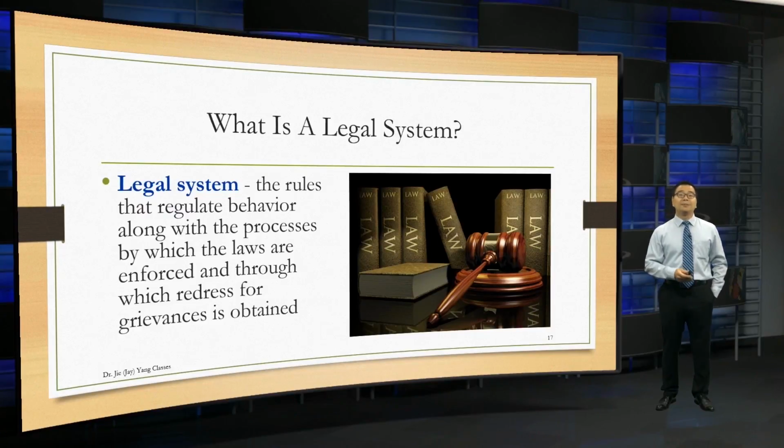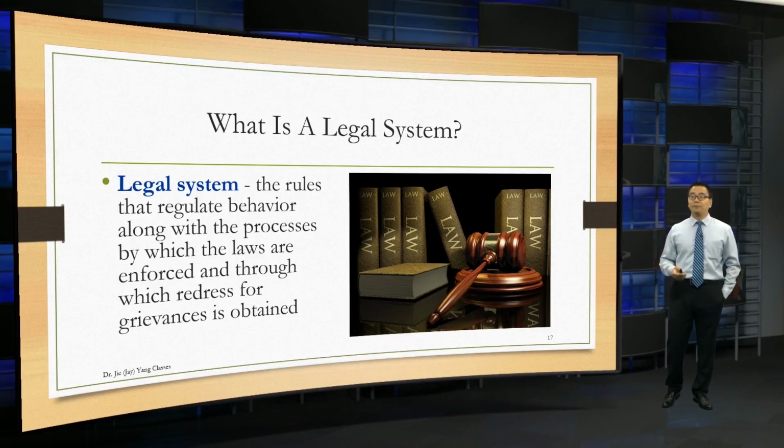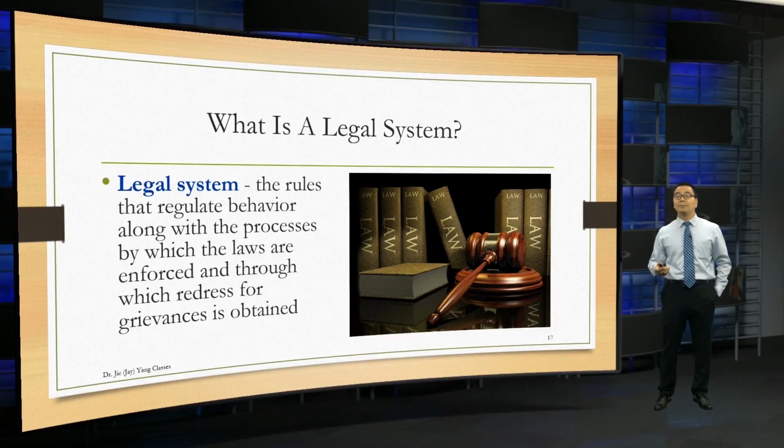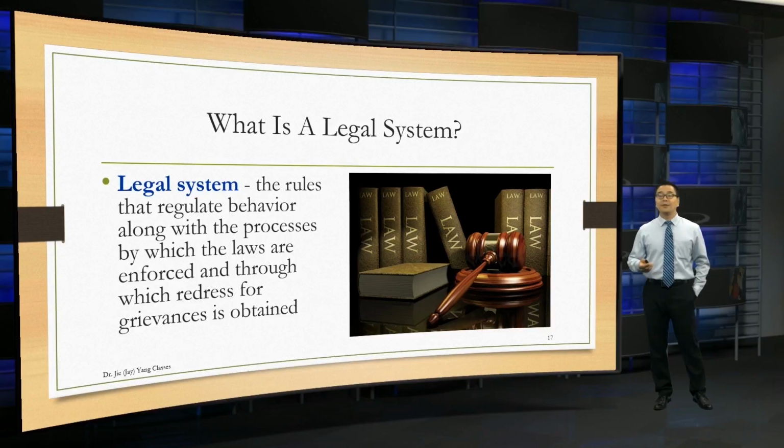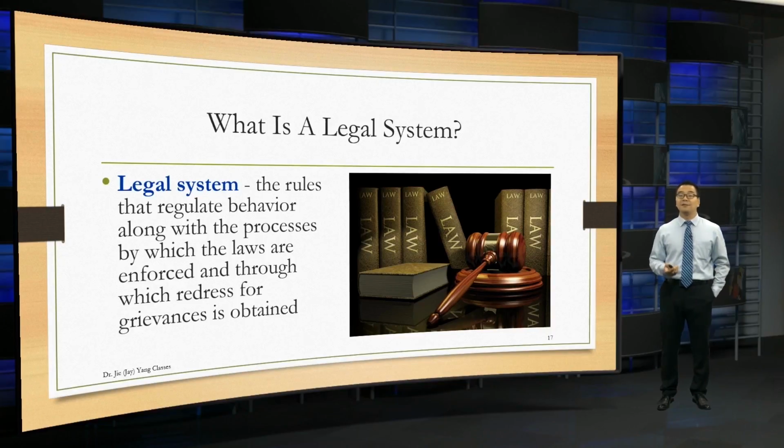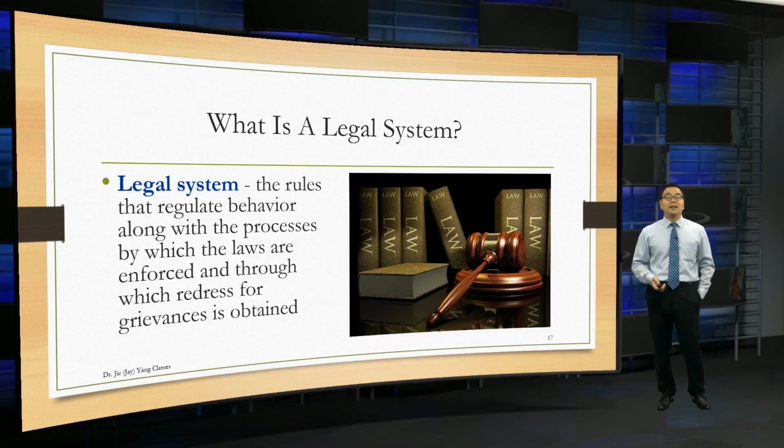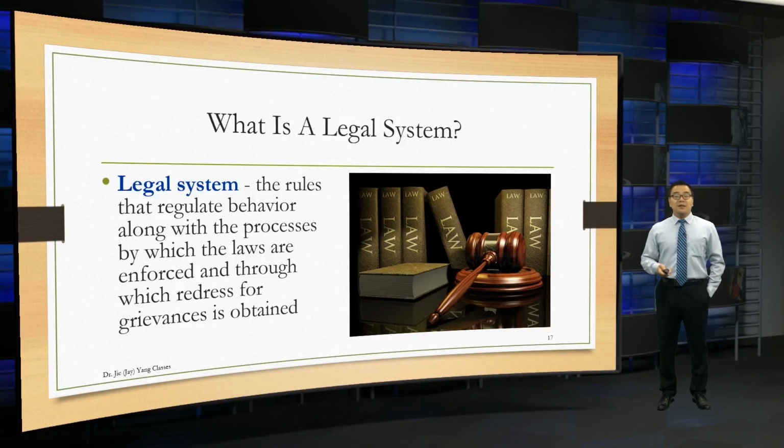So we already covered the political system and economic system. Now let's talk about the legal system. Legal system, by definition, refers to the rules that regulate behavior along with the processes by which the laws are enforced and through which redress for grievances is obtained. The legal system in a country is influenced by the prevailing political system.